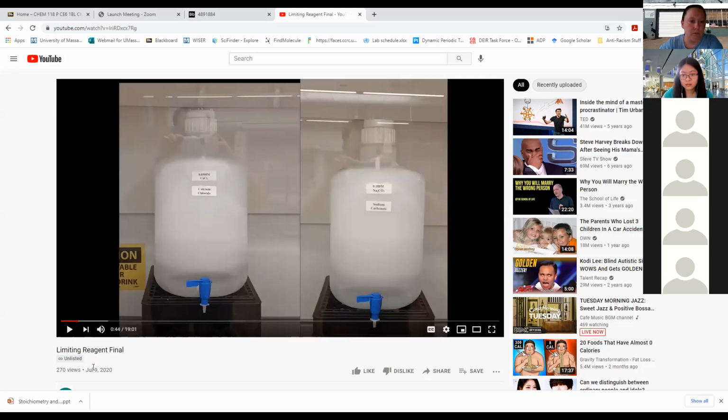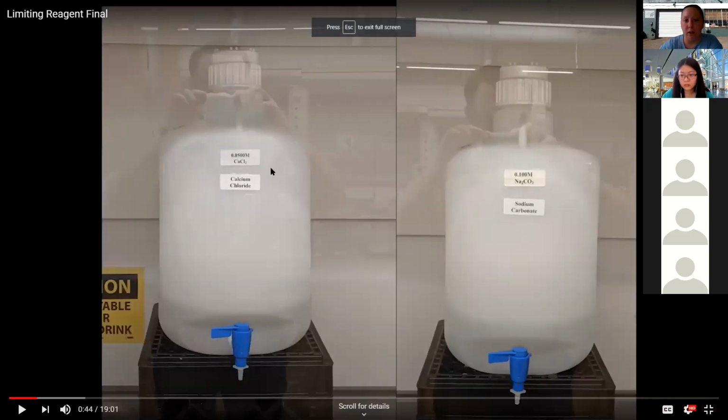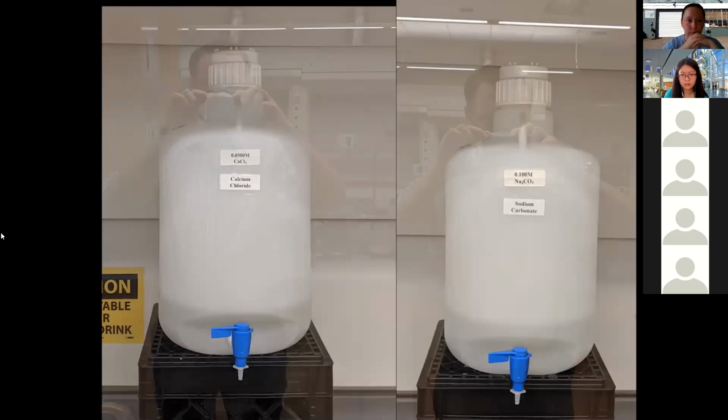So these are the concentrations. Oh, sorry, let me full screen this. Okay, so our calcium chloride is 0.05 molar and our sodium carbonate is 0.1 molar. So in the concentration of your table, you can write those numbers. So 0.05 molar in all of the trials for calcium chloride. And then for all of the trials for sodium carbonate, you can write 0.1 molar.